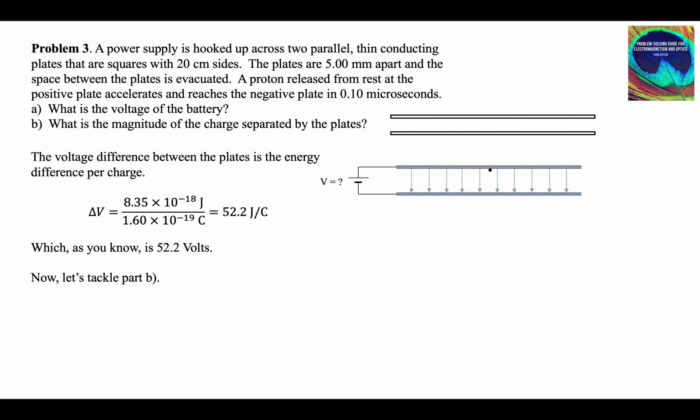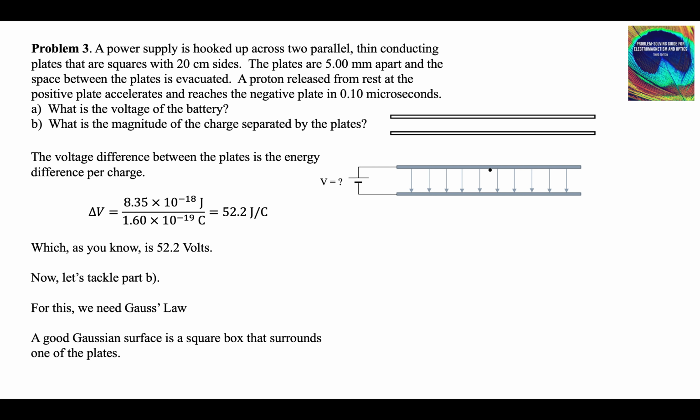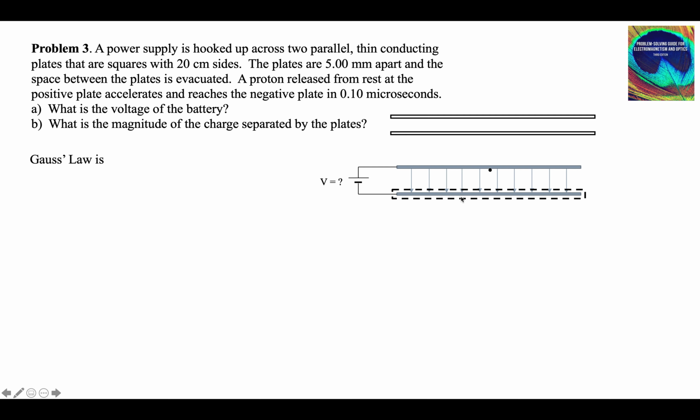Now we can tackle part B. We're going to use Gauss's law. A good Gaussian surface is a square box that surrounds one of the plates. Just put it on the bottom plate snugly. The field only goes through the top of the Gaussian surface. There's no field that penetrates the bottom of the Gaussian surface.